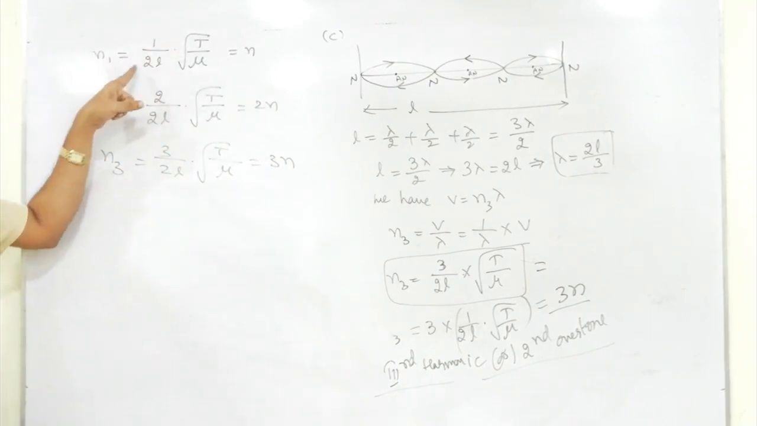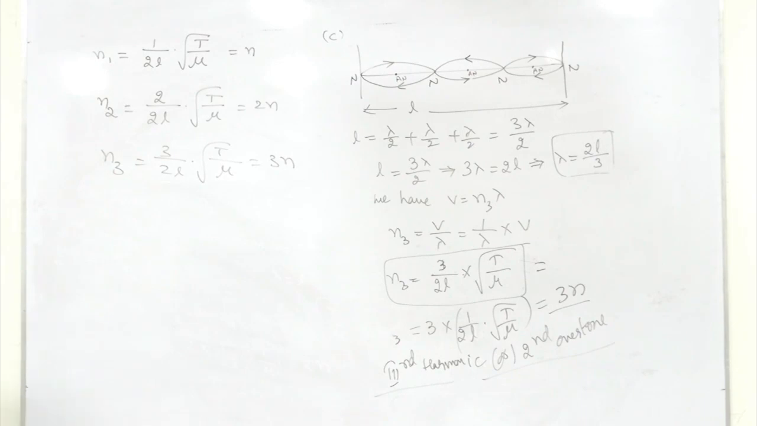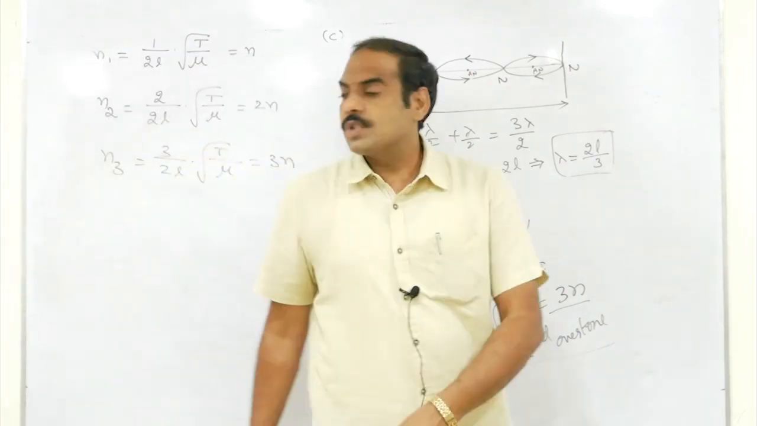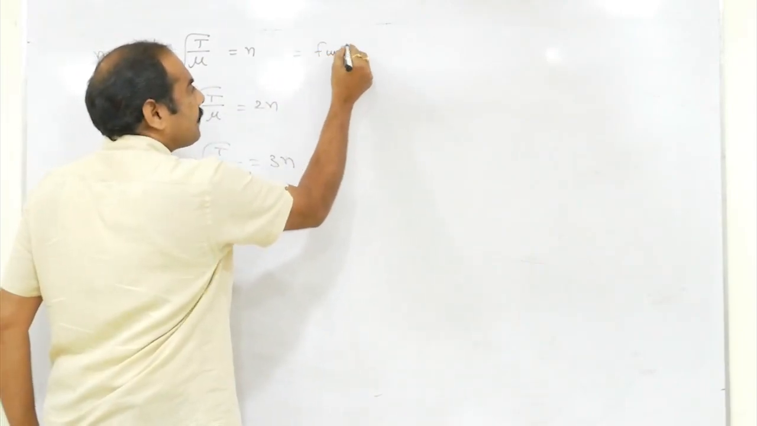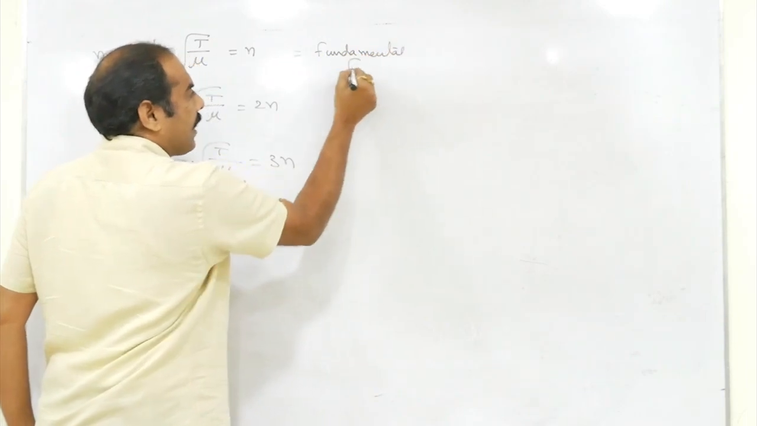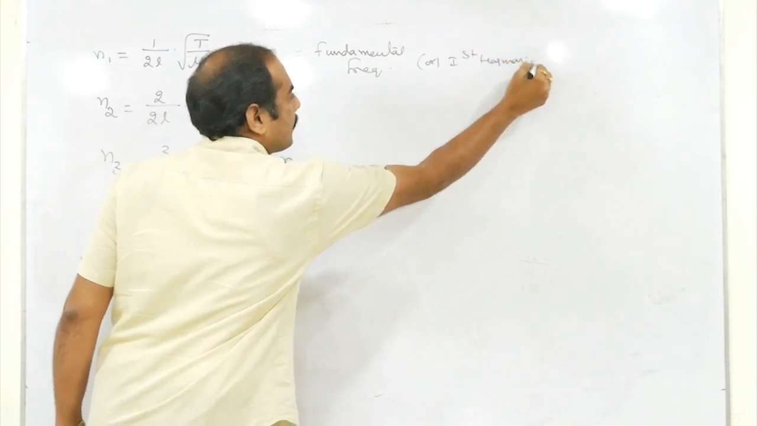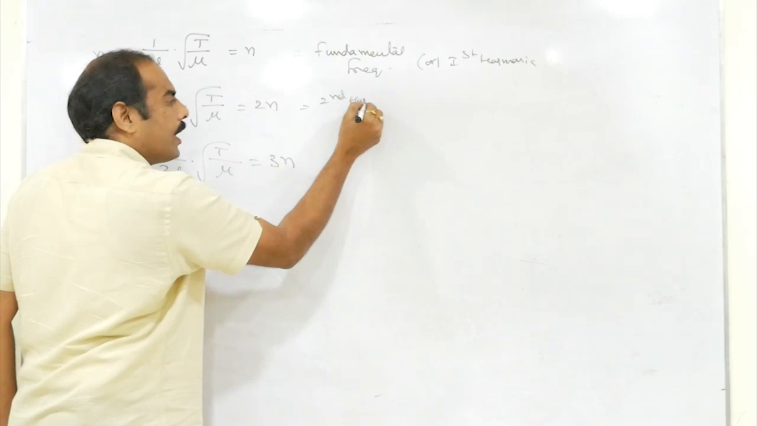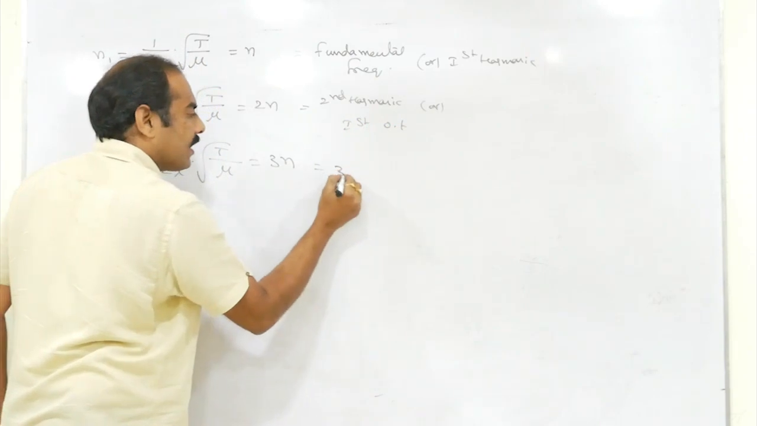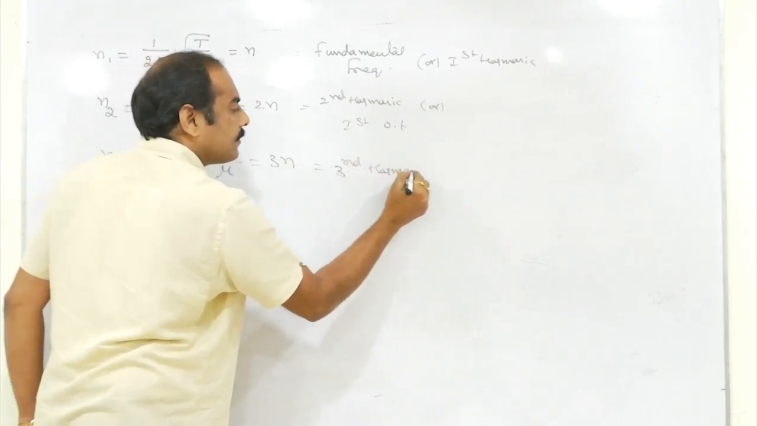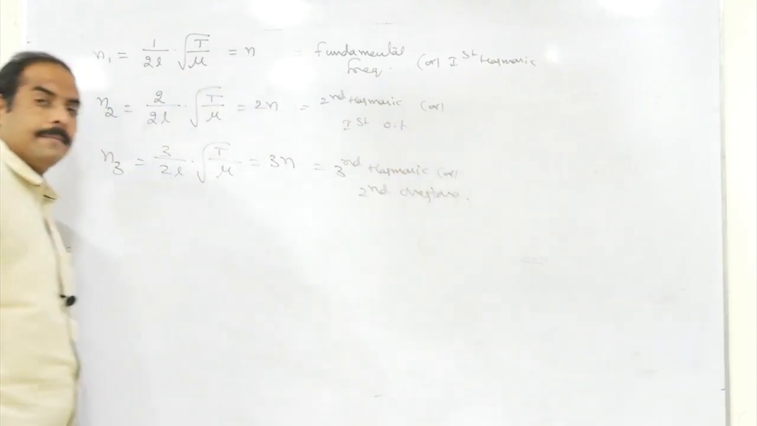Observe all these 3 equations. What is N1? 1 by 2L into root of T by mu. Next N2, 2 by 2L into root of T by mu. N3, 3 by 2L into root of T by mu. This N1 is considered as the fundamental frequency or first harmonic. What is this one? Second harmonic or first overtone. What is this one? Third harmonic or second overtone.